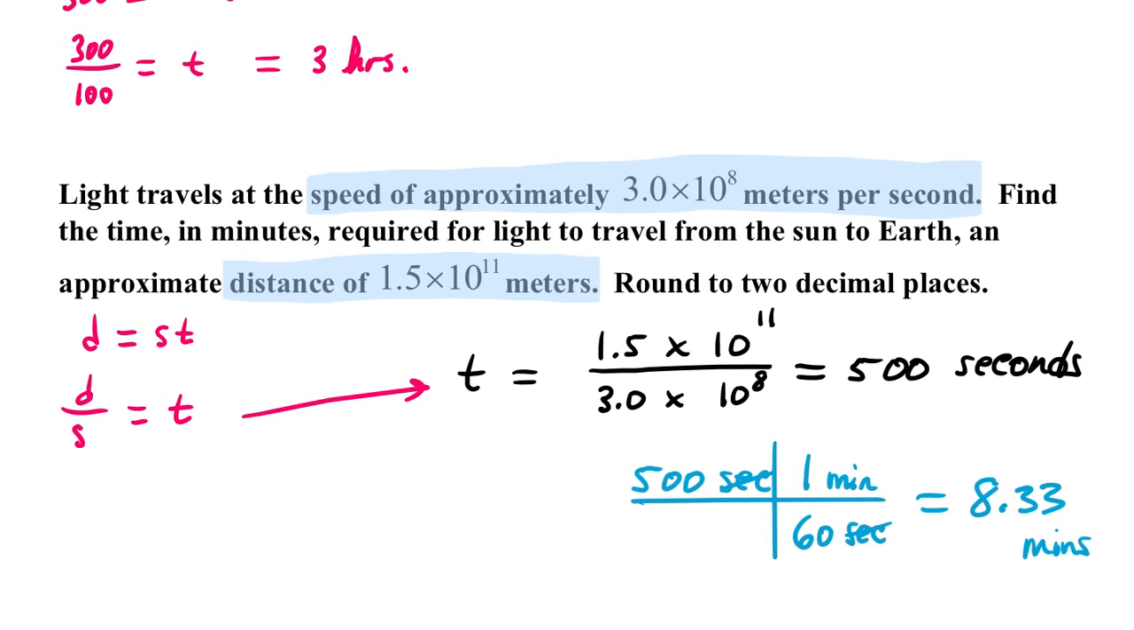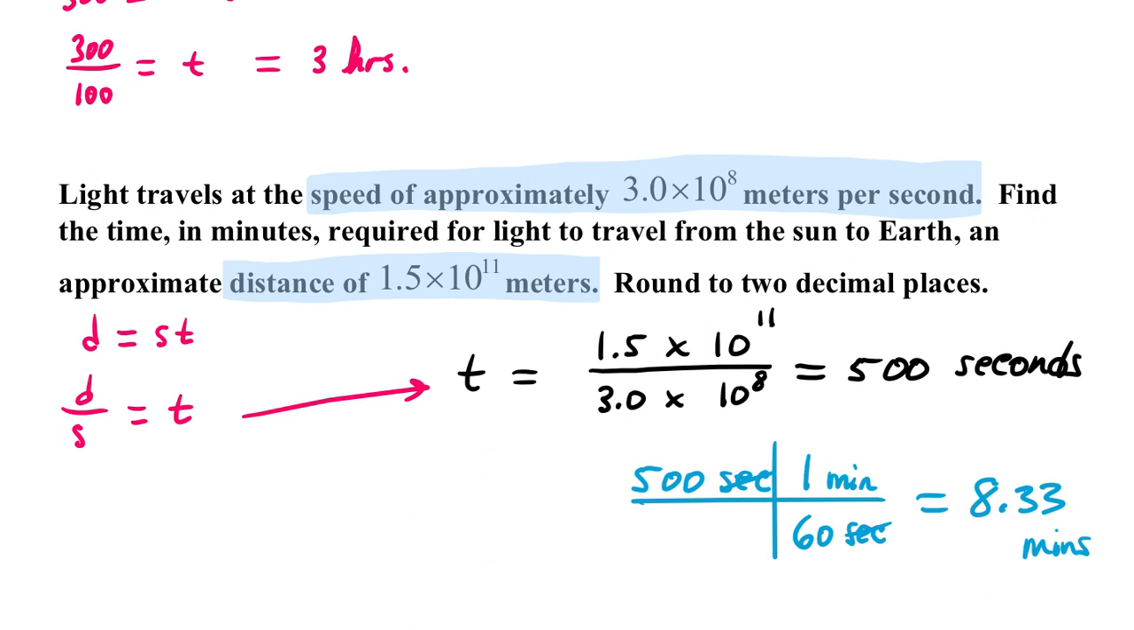Light travels at the speed of approximately 3 times 10 to the 8th meters per second. Find the time in minutes required for light to travel from the sun to the earth, an approximate distance of 1.5 times 10 to the 11th meters, rounded to two decimal places.